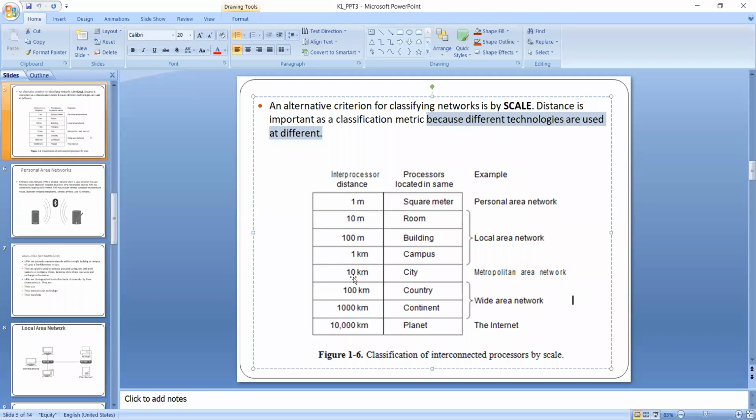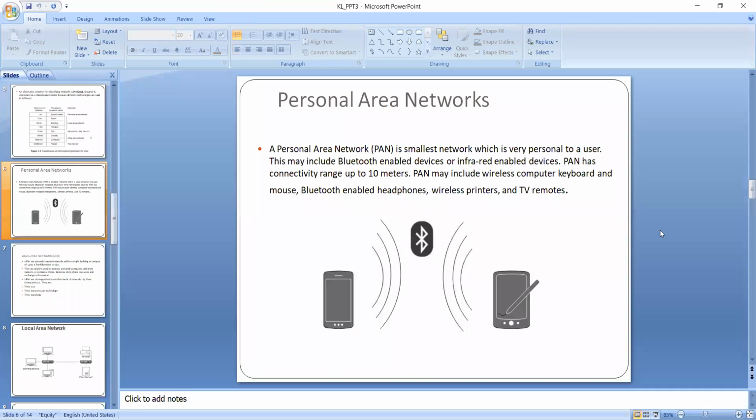So we will discuss one by one. First, we discuss about the personal area network, simply PAN. So this is personal area network. Personal area network means it provides the devices to communicate over the range of a person. First, I will read what is in the PPT and I will explain.